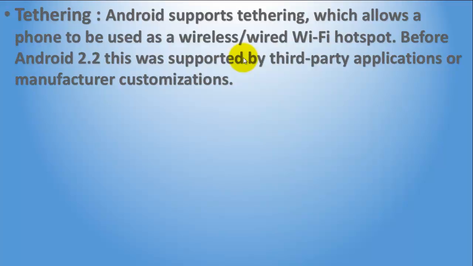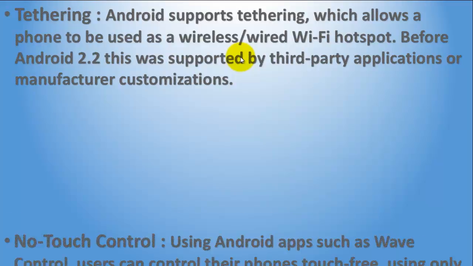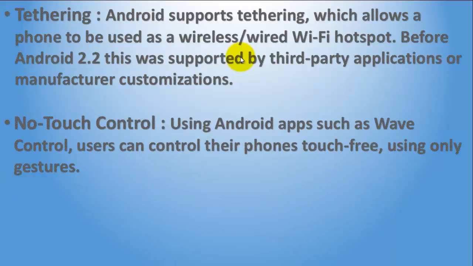Example, if I want to share my internet data with other people, I can just switch on tethering, that is my Wi-Fi hotspot, and share my internet data with the other people who have Wi-Fi enabled devices. Before Android 2.2, this feature was supported by third-party applications, but now after 2.2, Android supports this tethering feature built in.